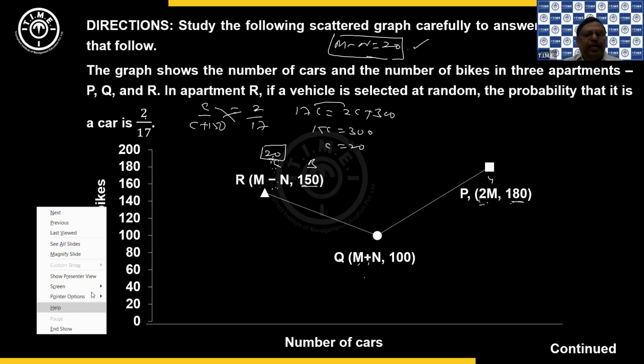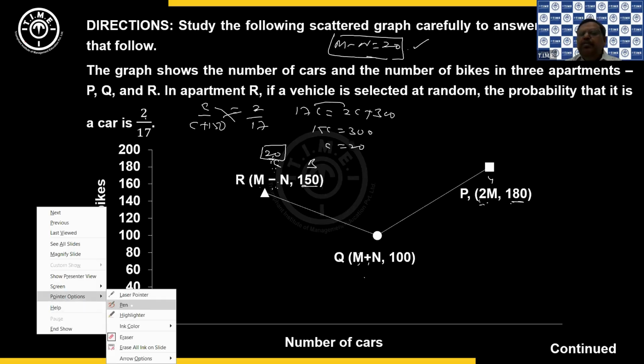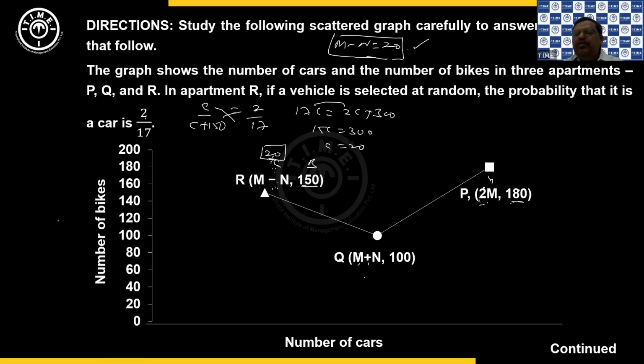Friends, he's saying bikes are twice the cars, which means bikes 180 is 2 times cars. So if cars is M, then 2 times 2M means you can say 2 × 90, so M is equal to 45.